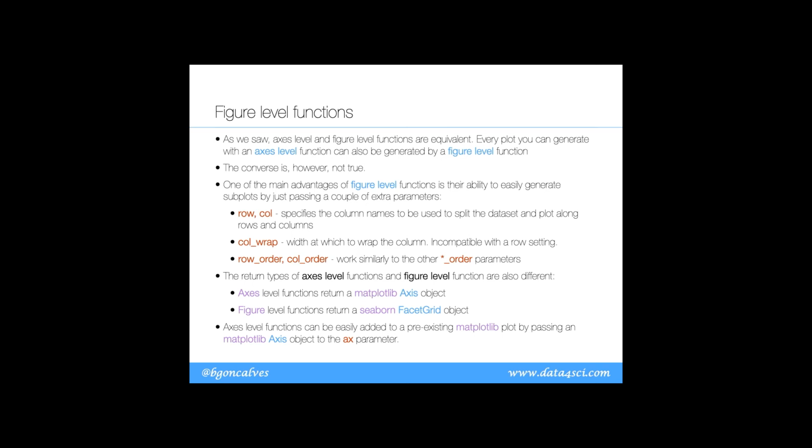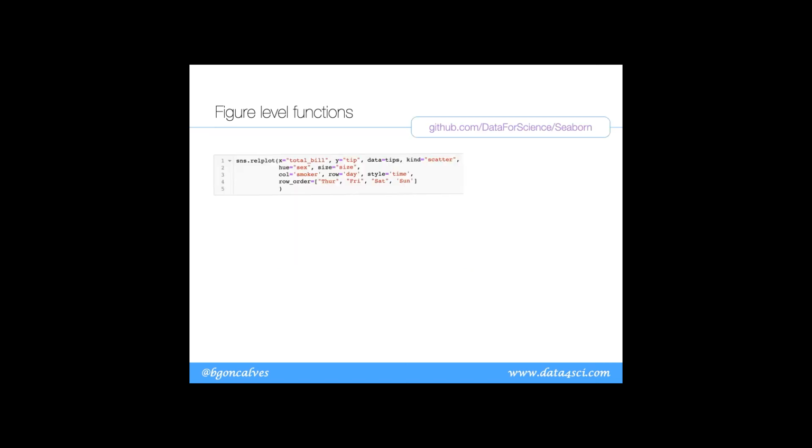Figure level functions, as we mentioned, will return an array of axes objects. So what this means is they will generate essentially a grid of subplots and they will give you access to the axes object they generated for that specific subplot, so then you can use all your knowledge of matplotlib to customize it and adapt it to your needs. Let's look at a quick example.